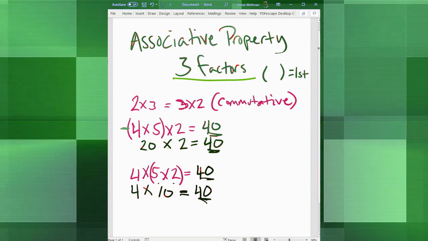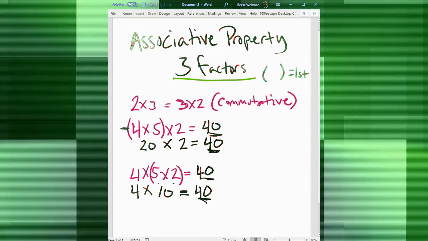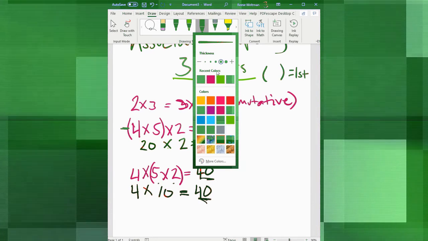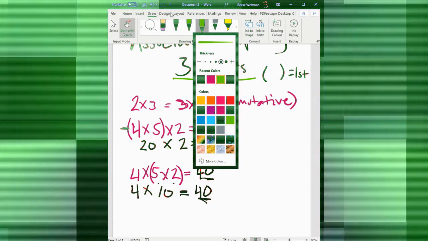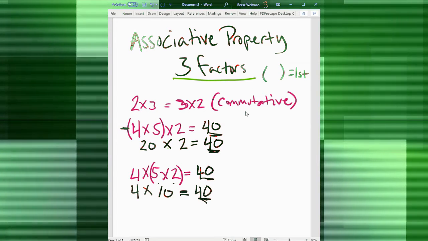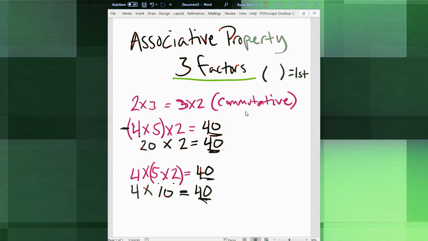So don't let these types of problems, say in our math workbooks or anywhere else where you may encounter them, fool you. When you see these, just because they're broken up differently does not mean that they are different equations. They are the same equation, okay?